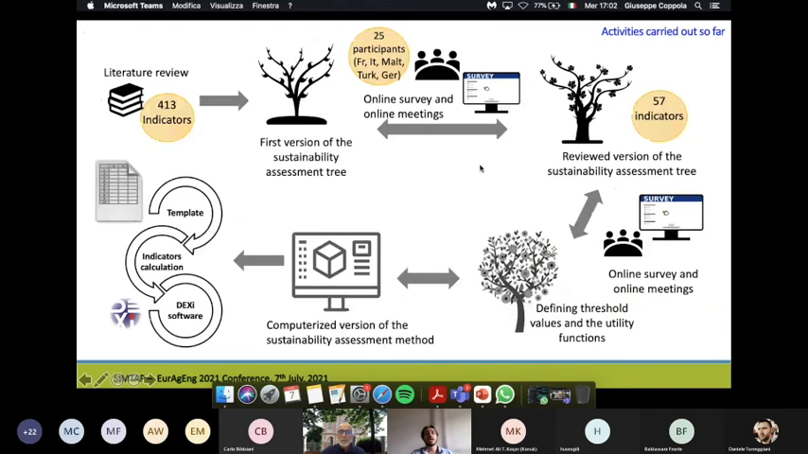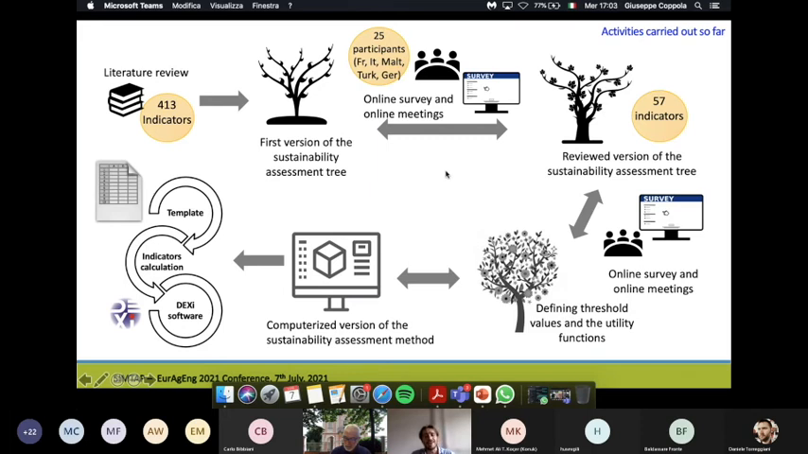Okay, so what have we done? In this slide we can appreciate the activities that have been carried out so far. The activities started with an intensive literature review, where 413 indicators were selected among the indicators used in the literature for assessing the sustainability of aquaculture systems. Then from this first draft of indicators, 57 indicators were selected.